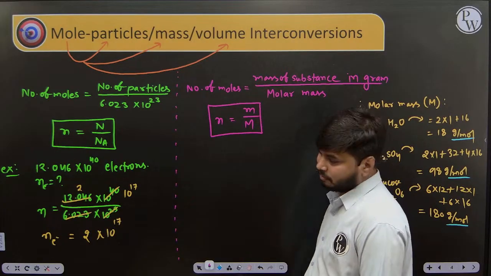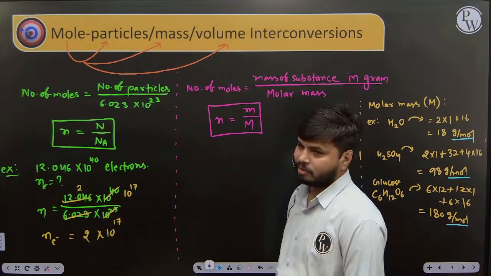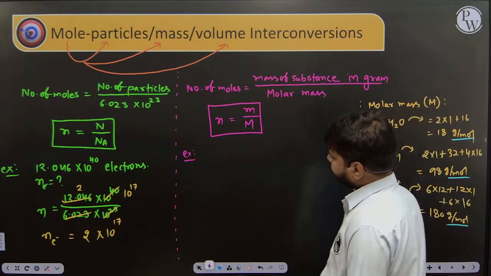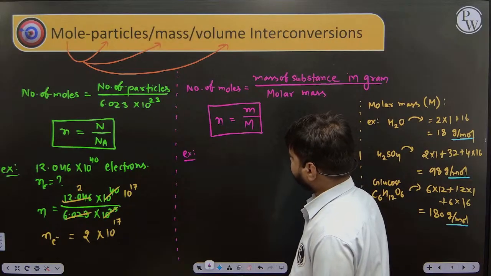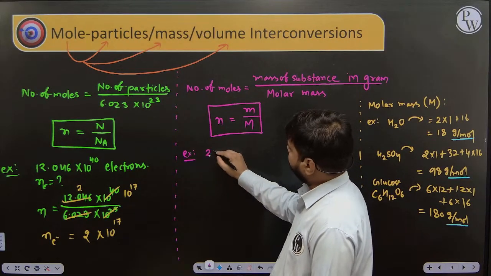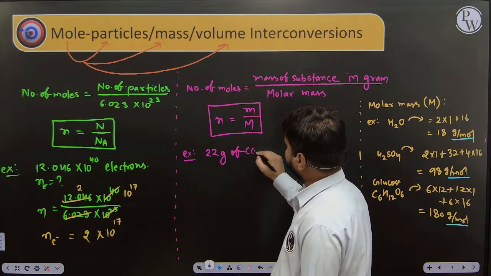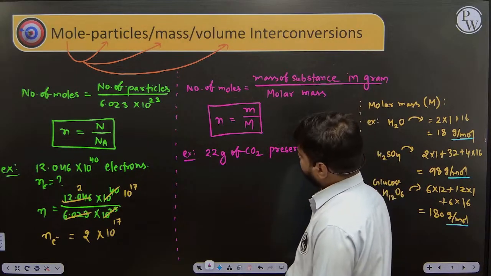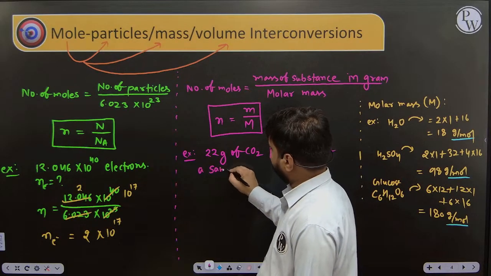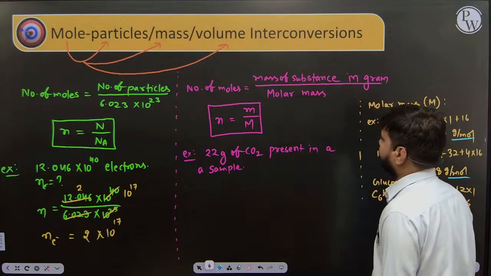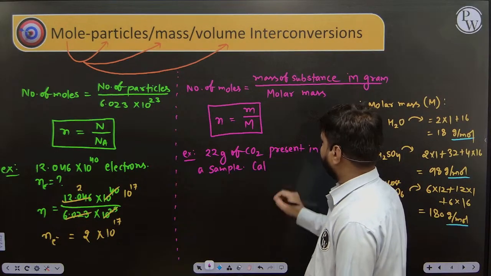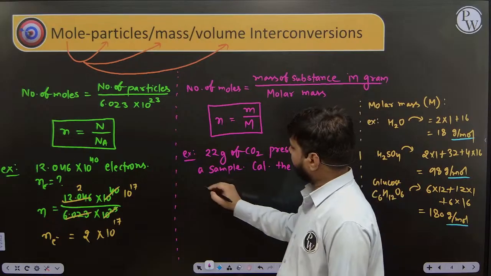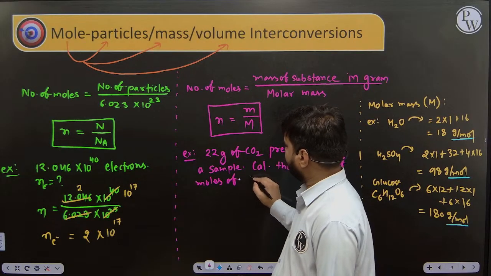Now let's come to this formula which we were discussing. Number of moles is equal to mass upon molar mass. So let's take a very small example in this. Let's say we have 22 gram of CO2 present in a sample. Calculate the number of moles of CO2.